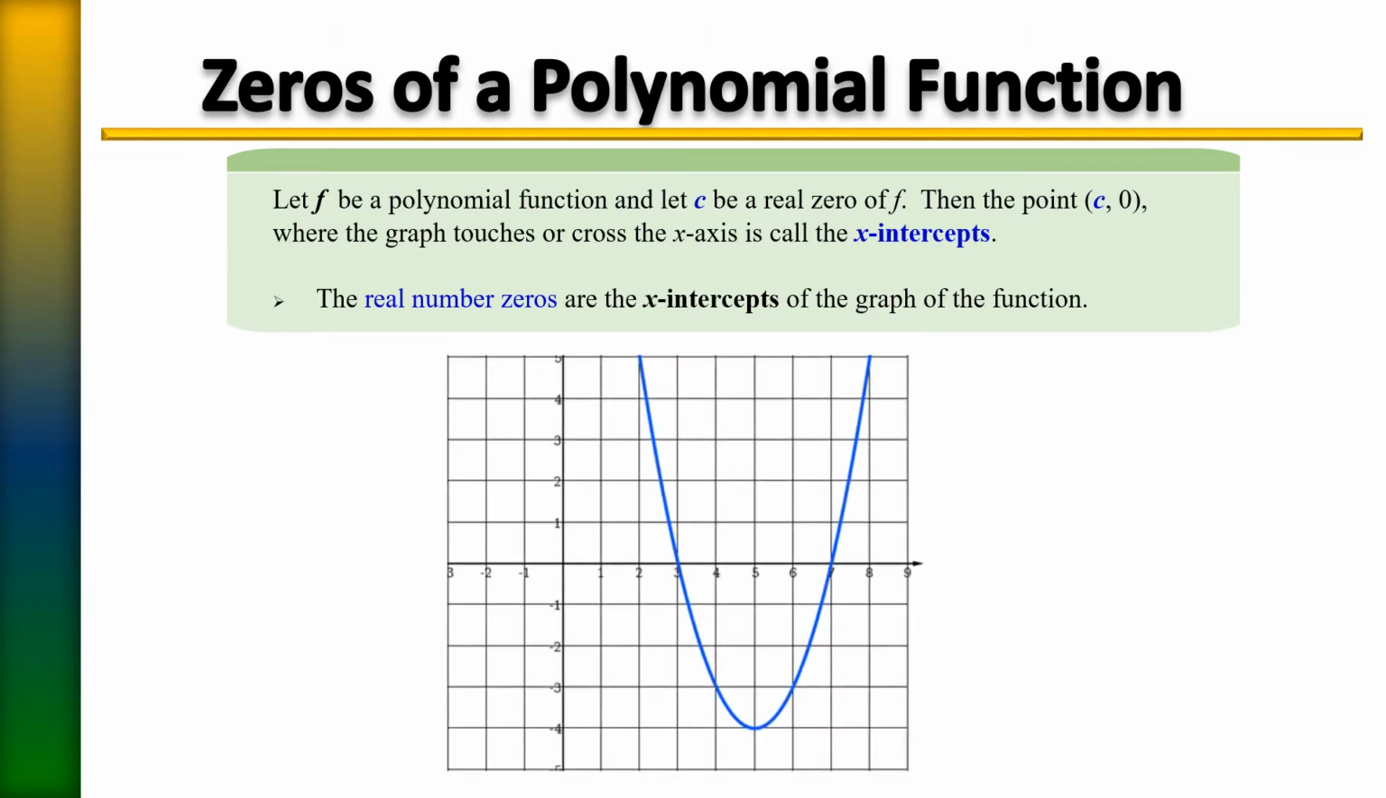So here we have a function, and we're looking for the points on this graph where it touches or crosses the x-axis. And we can see here that those 2 points are at (3, 0) and at (7, 0). So where they touch, at 3 and 7, those are called the zeros or the x-intercepts of a function when given a graph.